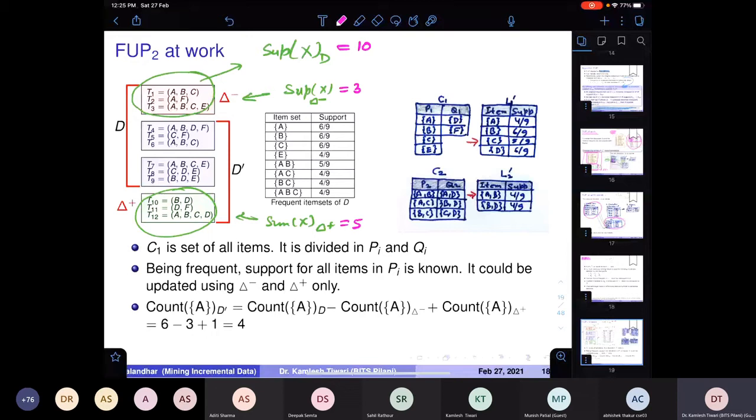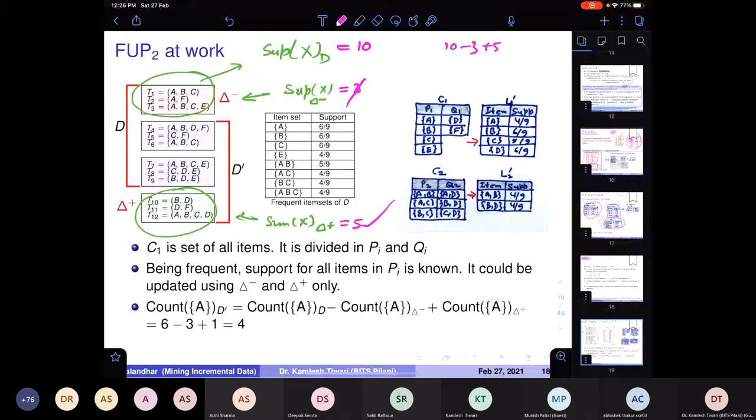Can any student write this, what is the value? Because 10 was there, 3 has gone, so minus 3, 5 have newly been obtained, plus 5. So this equation is a very simple equation. You can write the count of this particular expression: what was the initial value, what has gone, and what has been obtained.